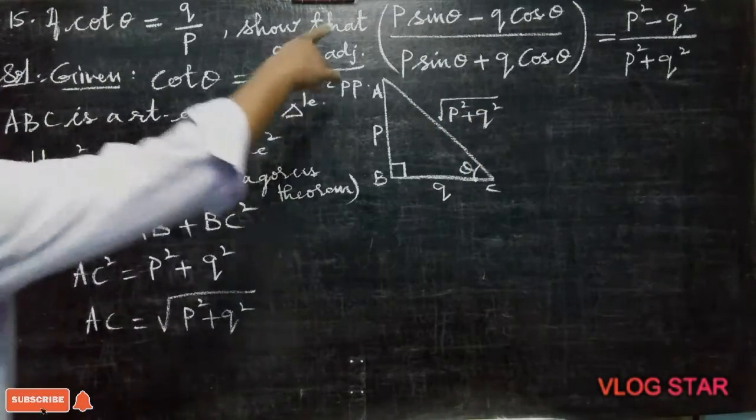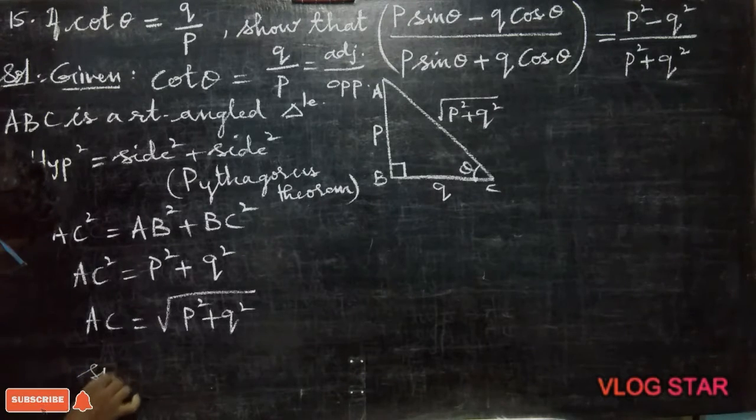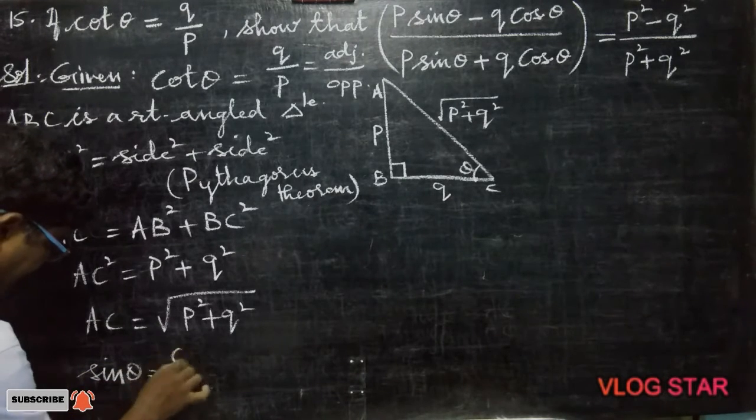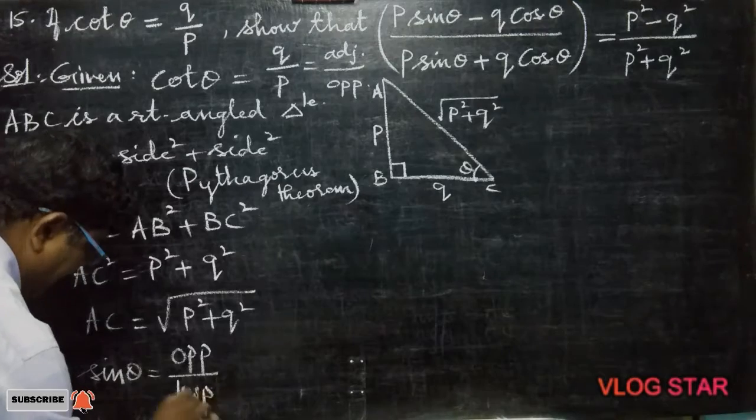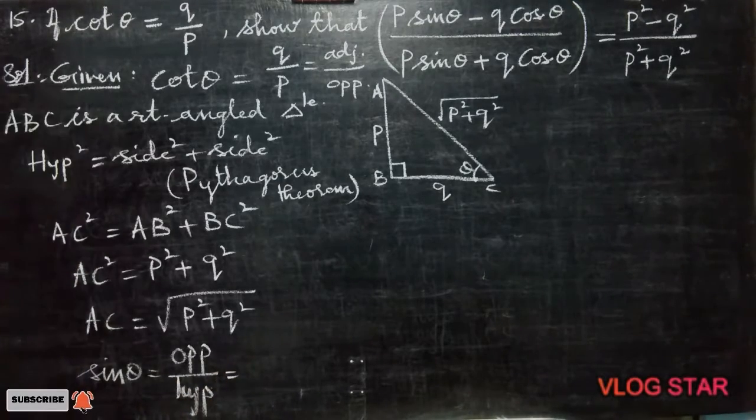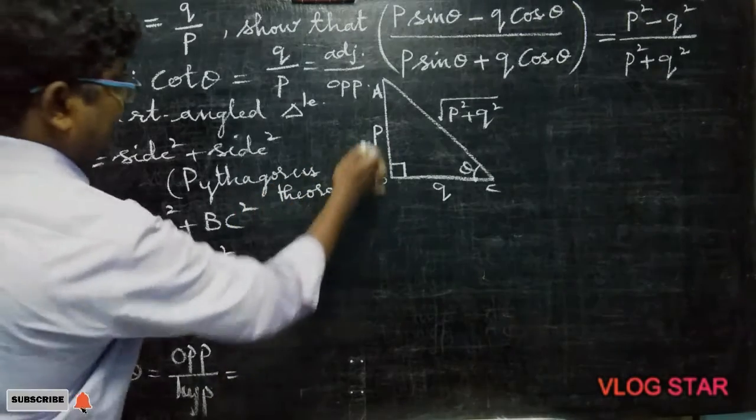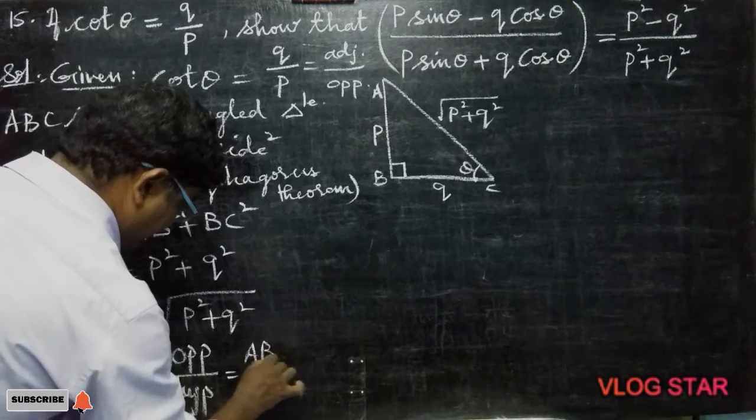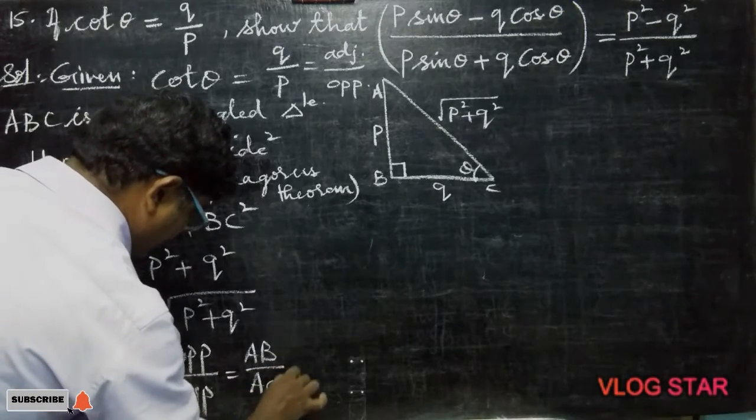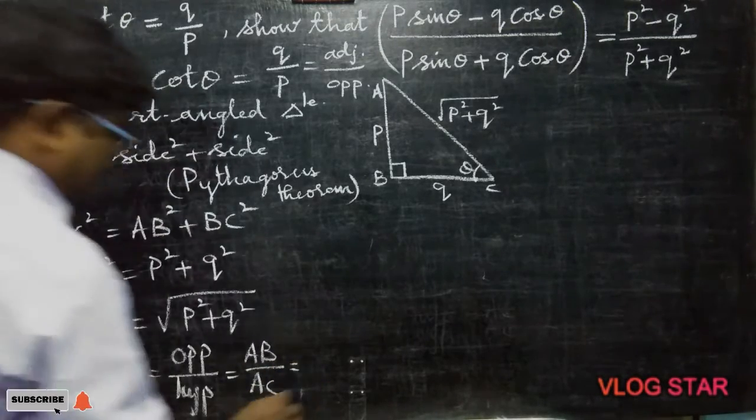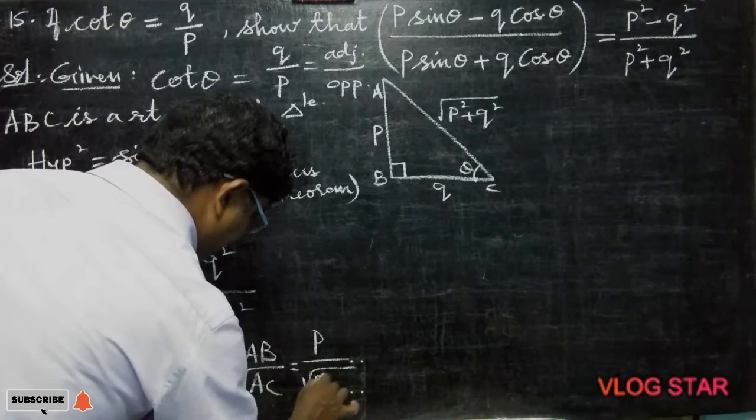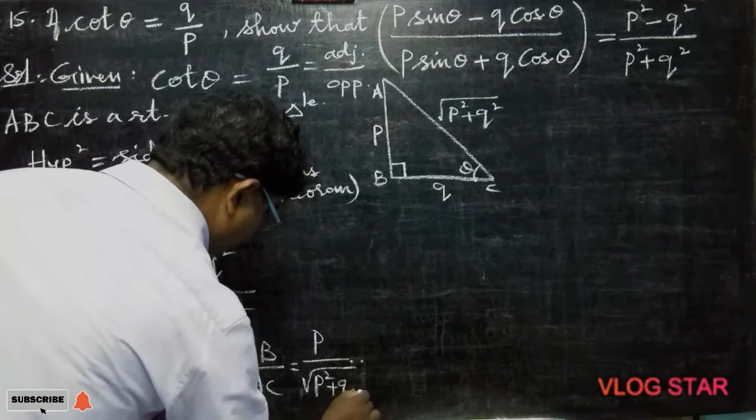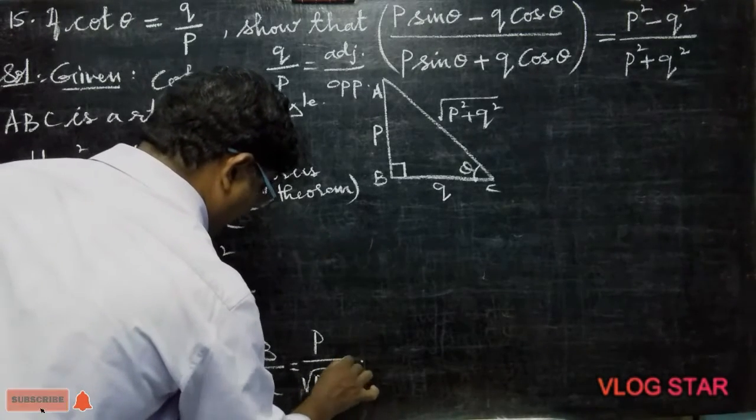Now what is required? Sin theta. What is sin theta? Opposite side to theta by hypotenuse. We know the opposite side is AB and the hypotenuse is AC. So AB means P. P by square root of P square plus Q square. Are you able to follow?